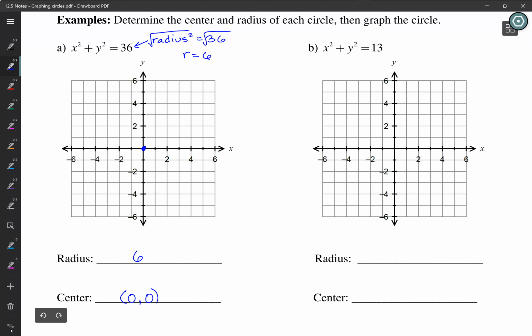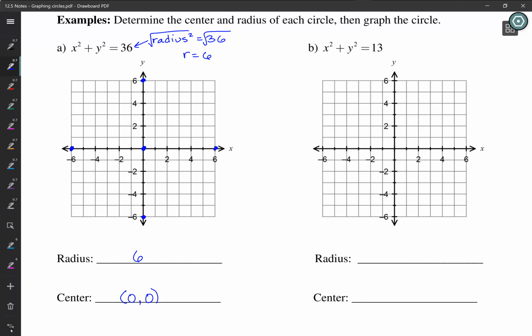So the easiest way to graph a circle is put a dot where the center is. And then if the radius is 6, just count up 6 and put a dot. Go back to the center and count down 6 and put a dot. Go back to the center, count right 6 and put a dot. Go back to the center and count left 6 and put a dot.